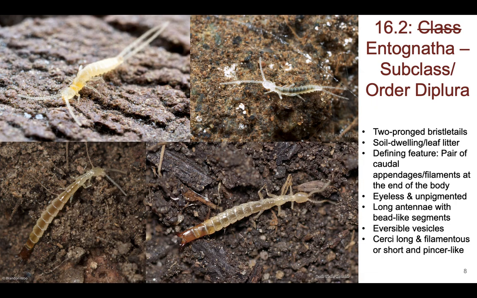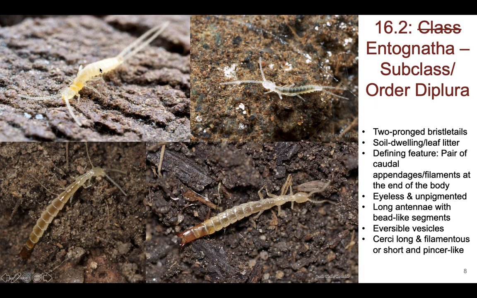Diplurans are soil-dwelling or live in leaf litter, a lot like the Collembolans. Actually, all of the Apterygota that we're going to talk about are soil-dwelling or live in leaf litter. So again, that's partly why they're probably eyeless. They don't have eyes, and they're unpigmented. If they have any pigments at all, it's usually at the tail end, like you see in this one.